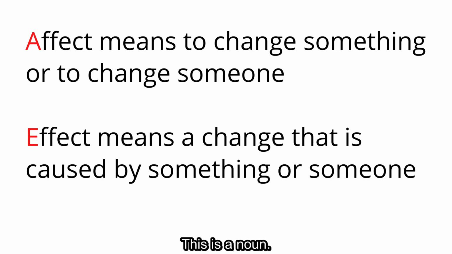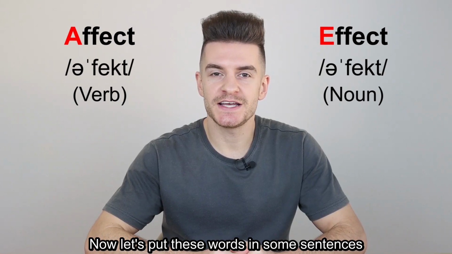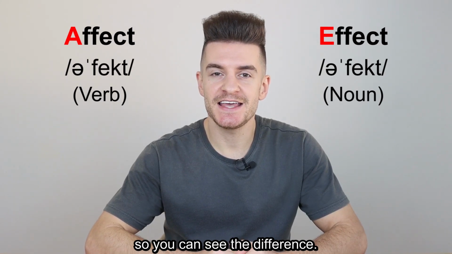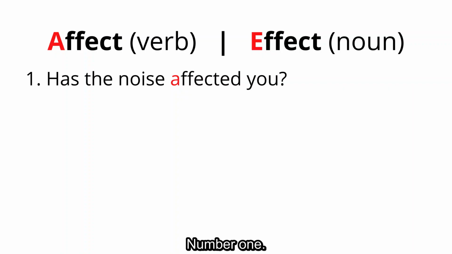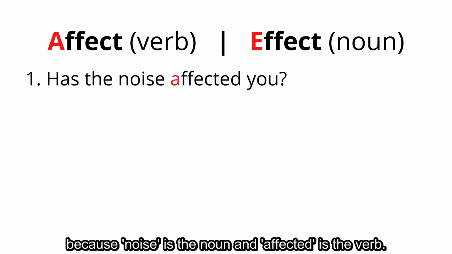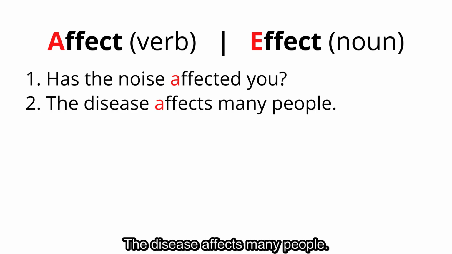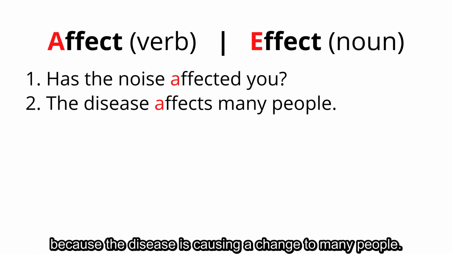This is a noun. Now let's put these words in some sentences so you can see the difference. Number 1, has the noise affected you? We use affected with an A because noise is the noun and affected is the verb. Number 2, the disease affects many people. We use affects with an A because the disease is causing a change to many people.